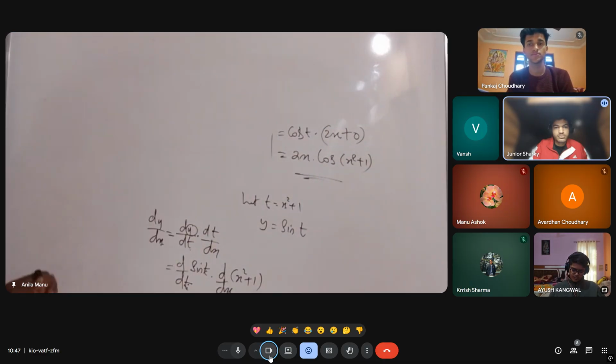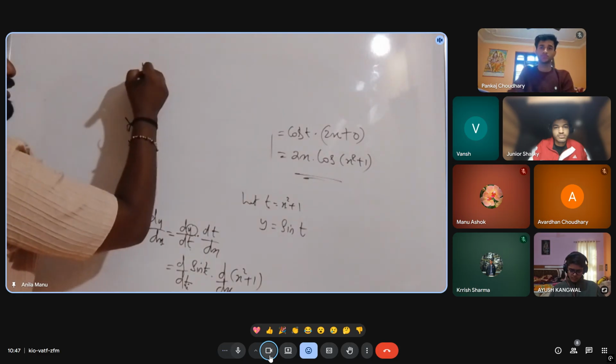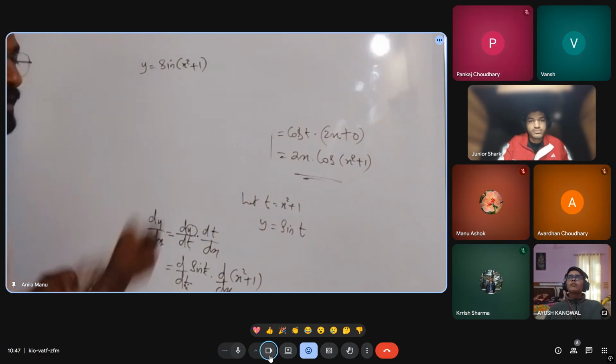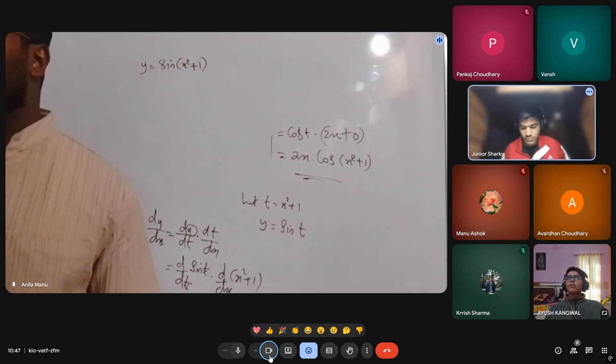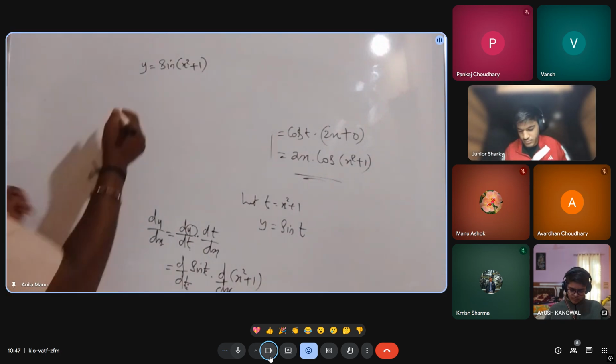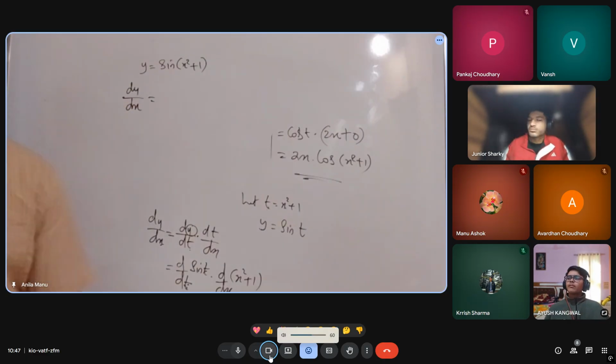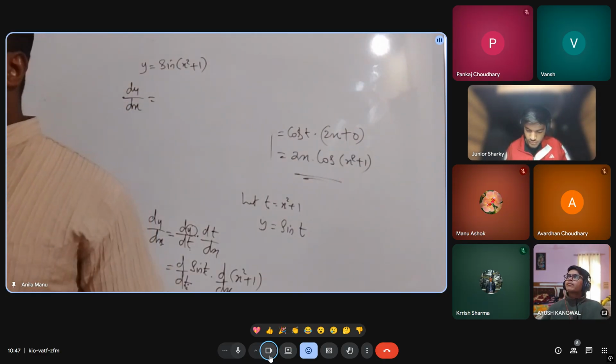See, the second method. The function you got first of all, y is equal to sine of x square plus 1. What is the question? Find the derivative of the function. Derivative means dy by dx you have to find. Very easy. This method is very easy for finding the derivative.